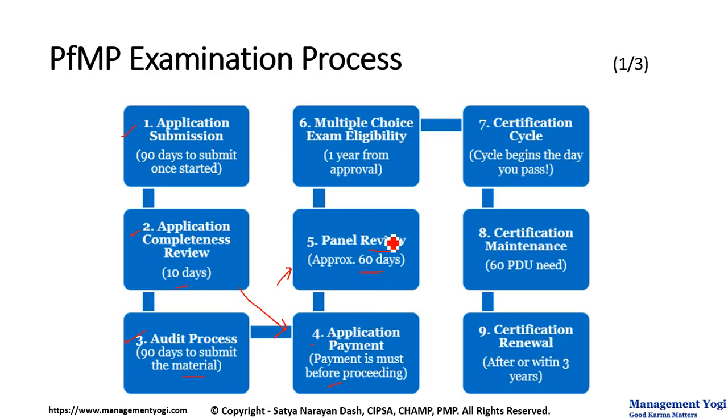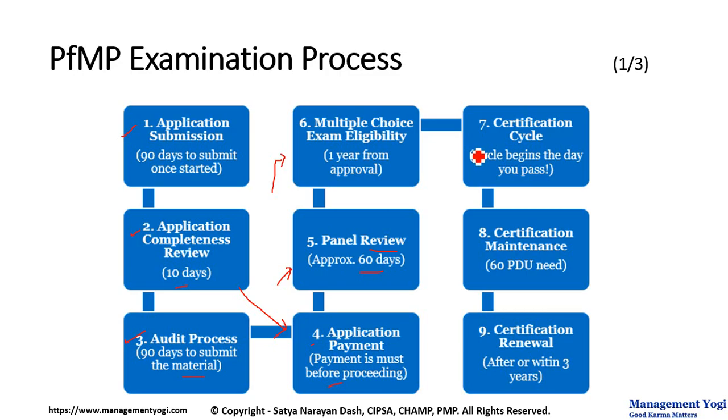Once it passes through the panel review, then you will go for the exam, that is step number 6. Here it is a multiple choice exam, and eligibility is 1 year from the approval. So after you have passed the panel review, then you have to appear for the exam. Let us say your panel review passed on 5th of June 2026. Now from June 2026 till June 2027, you have a 1 year window to give the exam. You have in total 3 attempts, including the first attempt to give the exam.